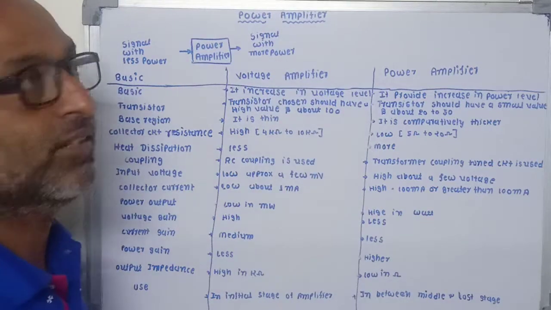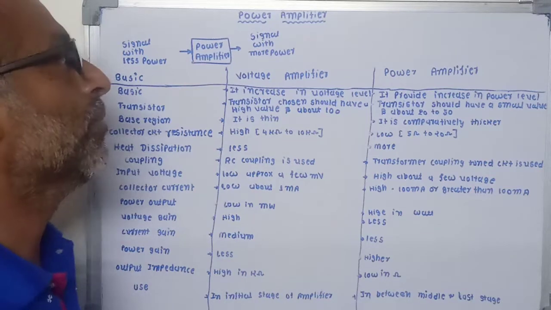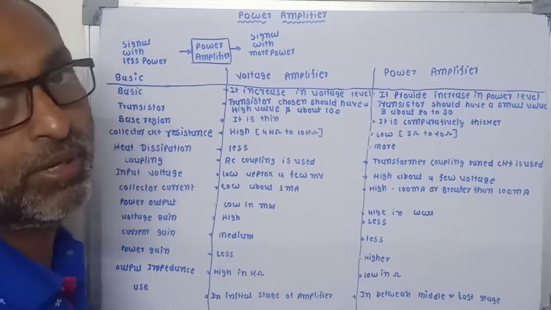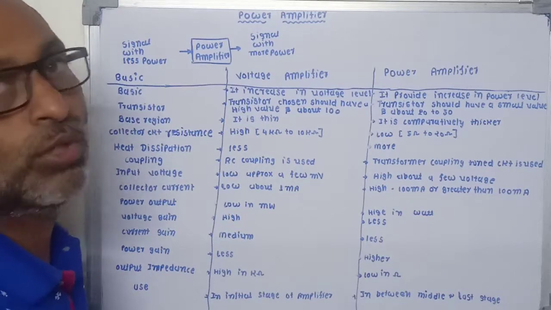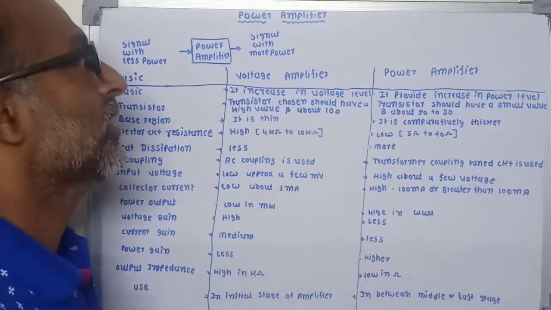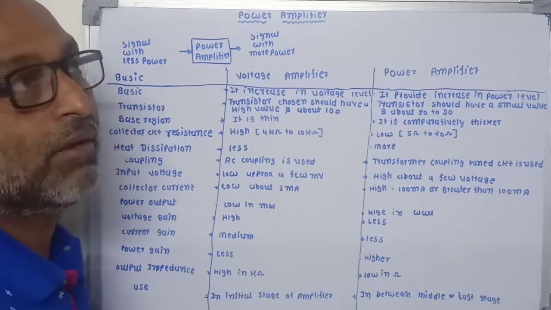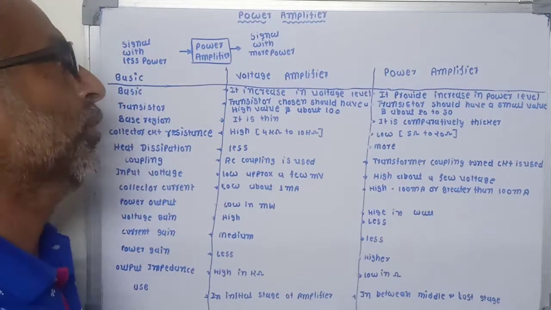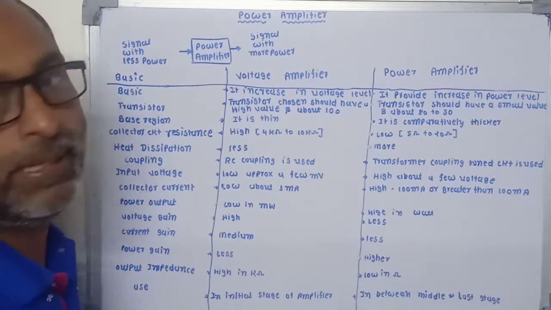Power amplifier. In previous topics we have studied the different types of amplifiers. These amplifiers are related to voltage. That means these are the different types of voltage amplifier in which the power level is very small, whereas in a power amplifier the power level is very high.